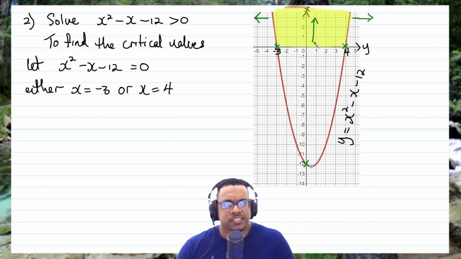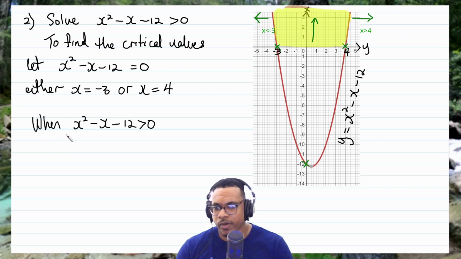So we'll have when y is greater than 0, we'll have x is less than -3 or x is greater than +4. So I have when x squared take away 12, which is y, is greater than 0, we'll have x is less than -3 or x is greater than +4. So this would be a solution for this quadratic inequality.